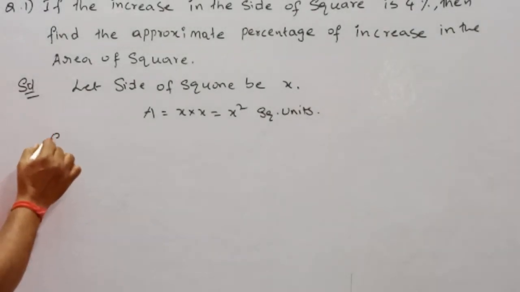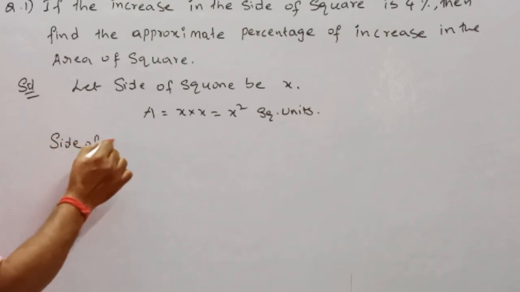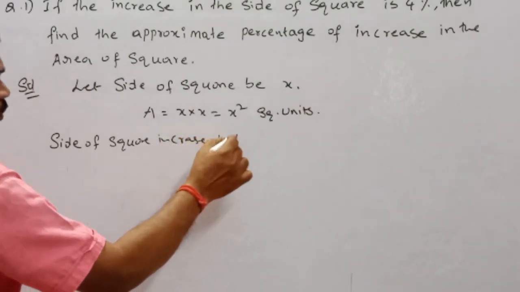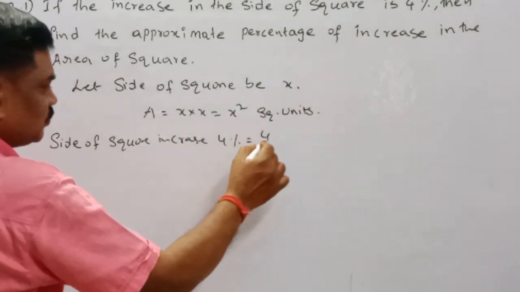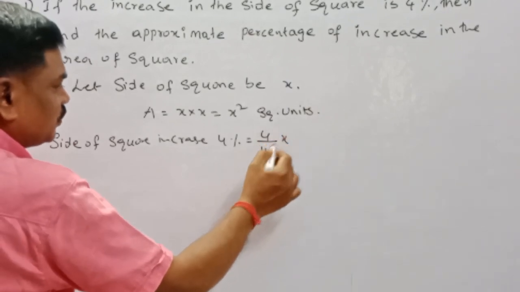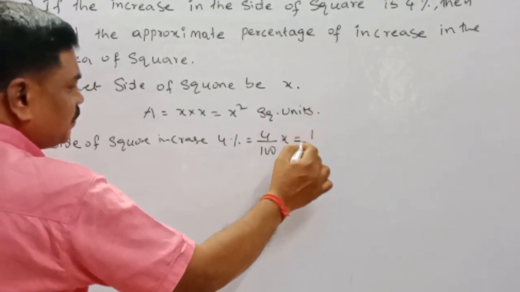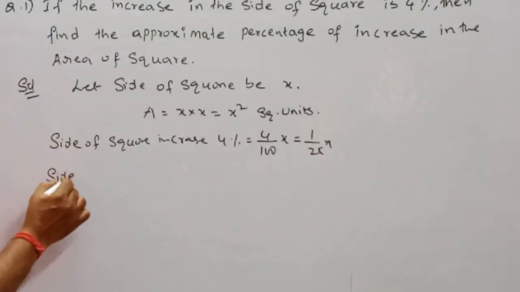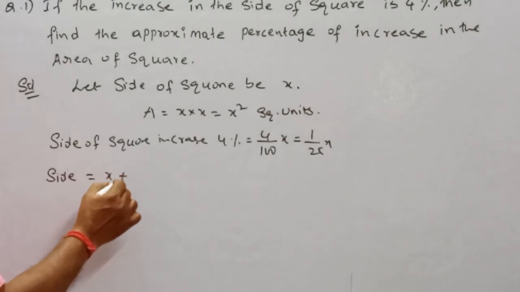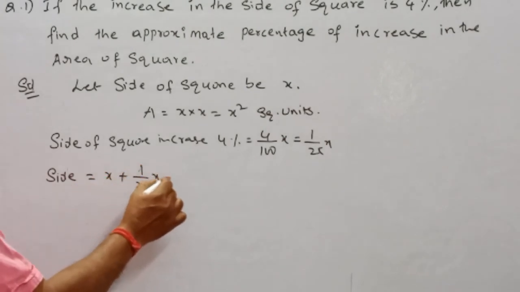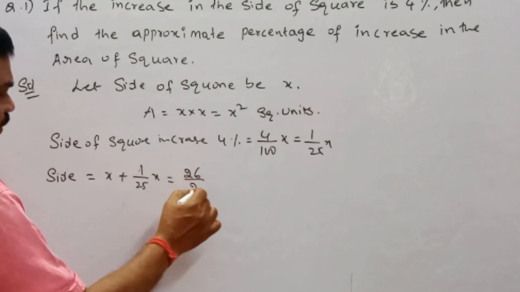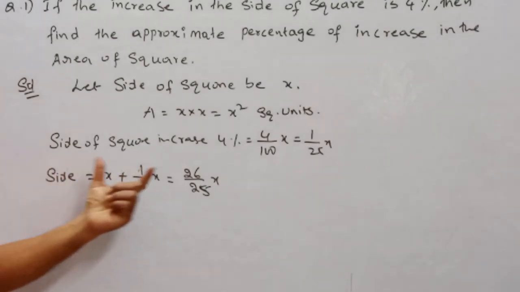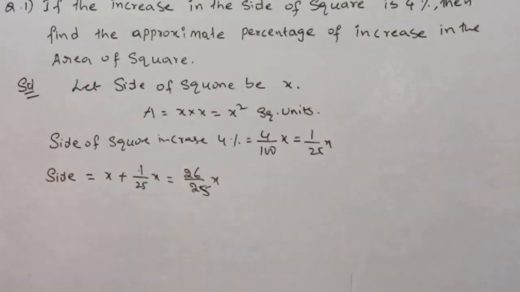Then the side of the square increases 4%, which is equal to 4 by 100 into x. This is 1 by 25 x. Then what is the new side? Side is equal to x plus 1 by 25 x, which is 26 by 25 x. So the side changes to 26 by 25 x.